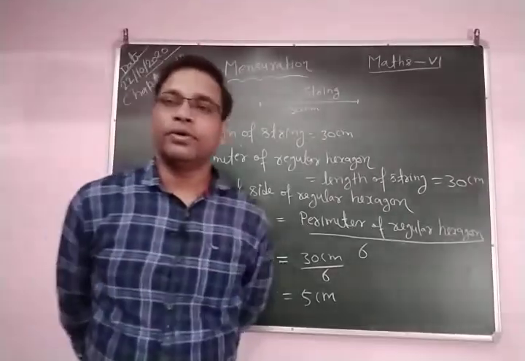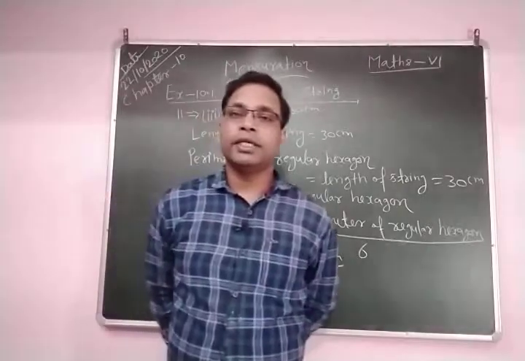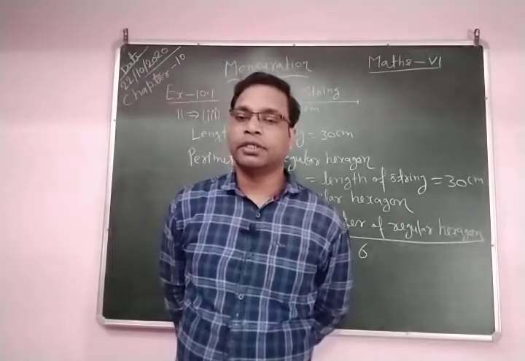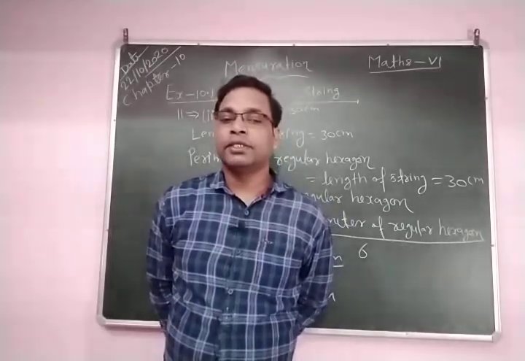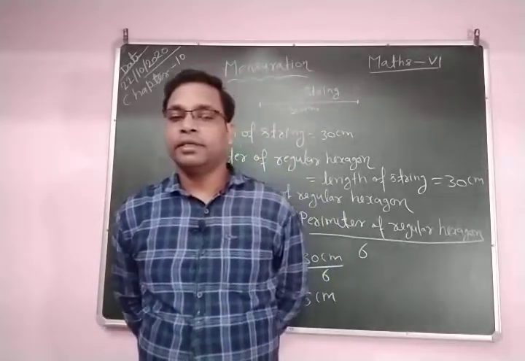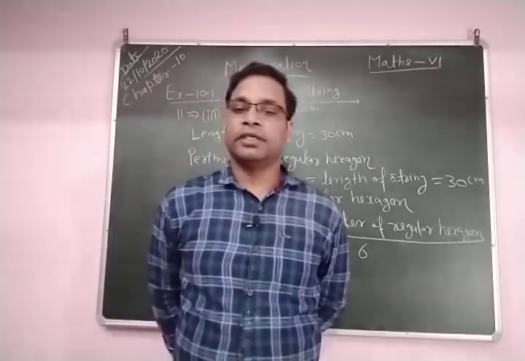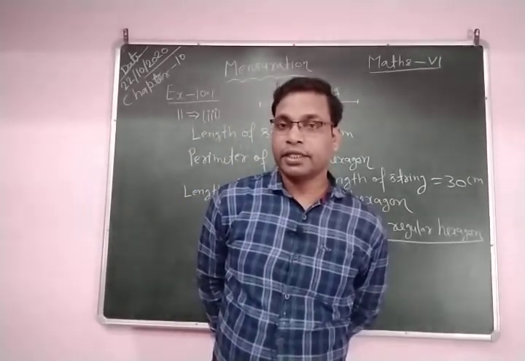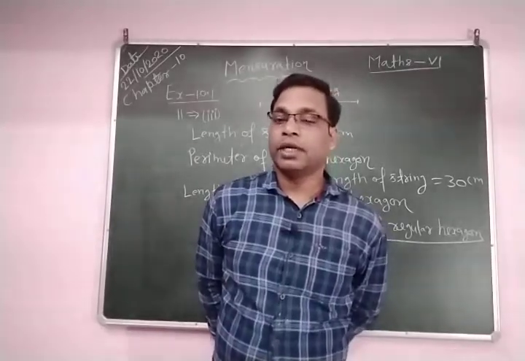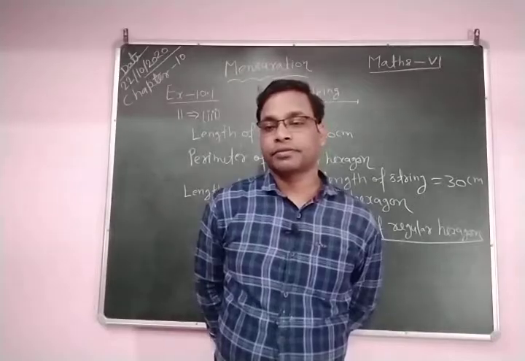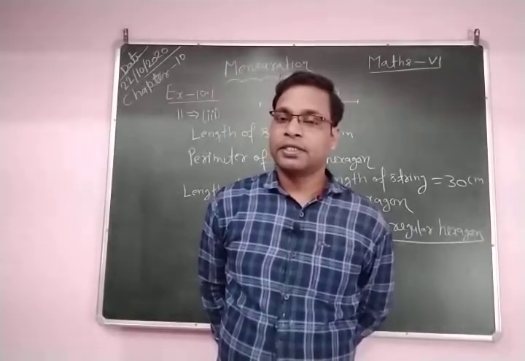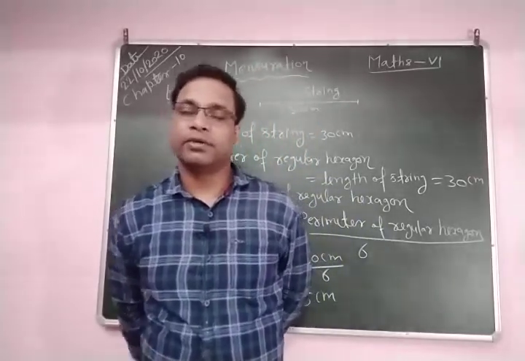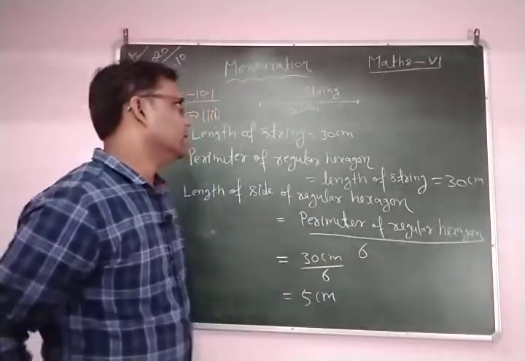Next question, question number 12. Question number 12 is that two sides of a triangle are 12 centimeters and 14 centimeters. The perimeter of the triangle is 36 centimeters. Find the third side of the triangle. So in this question, two sides are given, and the perimeter is also given. Two sides are 12 centimeters and 14 centimeters, and the perimeter of the triangle is also given, 36 centimeters. So we need to find the third side of this triangle. So let's see how to find the third side of this triangle.